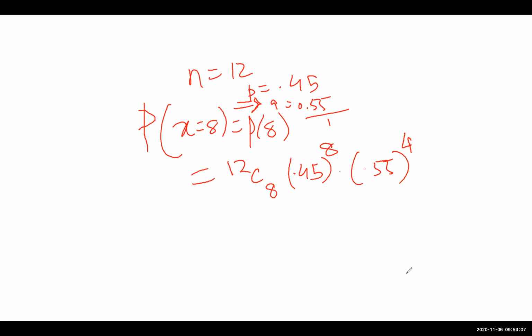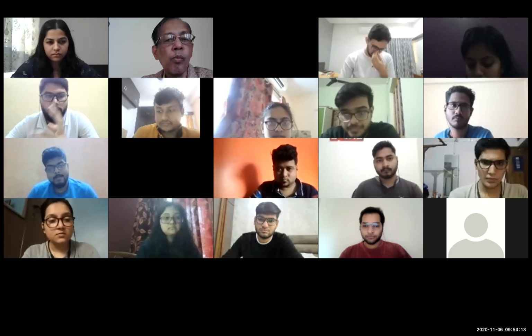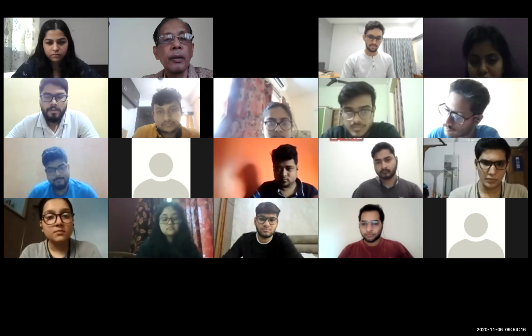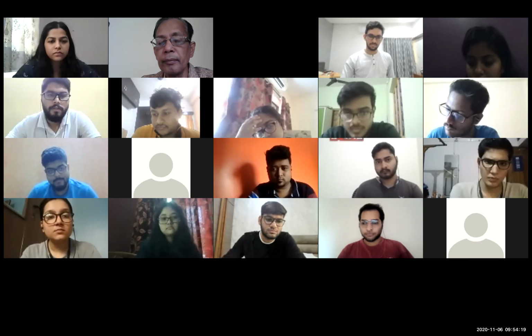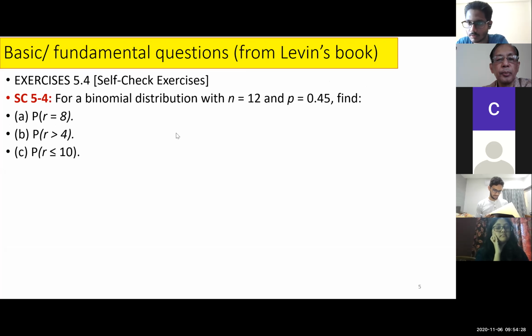Third beat. Any volunteer? Sir, Supratik, the second beat one. One minute, wait. Supratik, explain both together, for those who have doubts. Second beat: it is given that P of R greater than 4, which means R is 5, 6, up to 12. So we can write it as 1 minus P of 0, P of 1, 2, 3 up to 4.